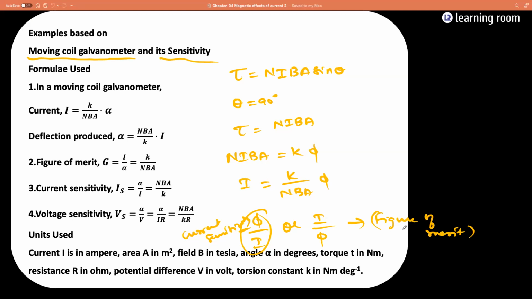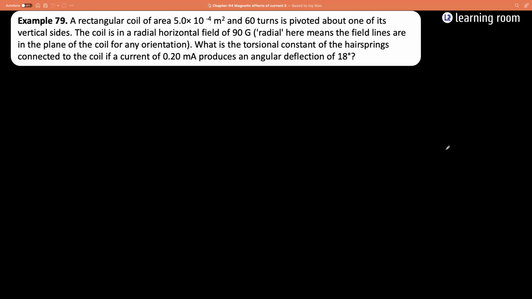The next is voltage sensitivity. What is voltage sensitivity? Voltage sensitivity is equal to phi divided by V. So phi divided by, in the place of V, I can write it as I by R. So phi by I, which is the current sensitivity, divided by resistance is going to give me the voltage sensitivity. Am I right? That's it. Having these things in mind, we'll get started with the problems.